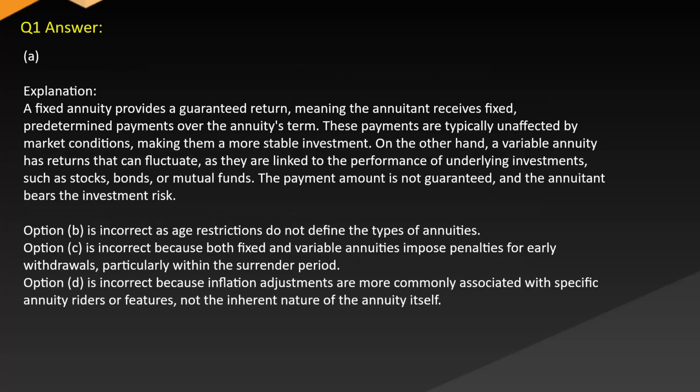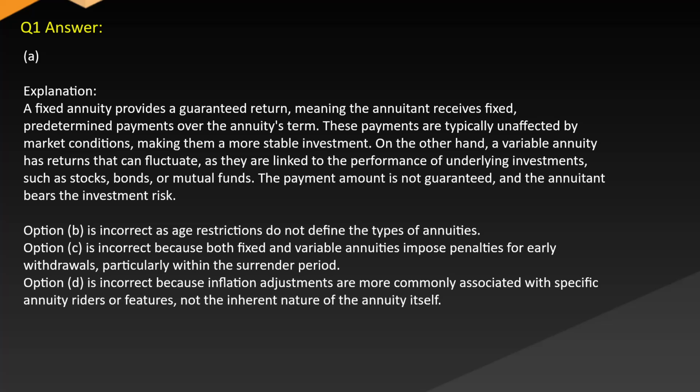Answer A. Explanation. A fixed annuity provides a guaranteed return, meaning the annuitant receives fixed, predetermined payments over the annuity's term. These payments are typically unaffected by market conditions, making them a more stable investment. On the other hand, a variable annuity has returns that can fluctuate as they are linked to the performance of underlying investments such as stocks, bonds, or mutual funds. The payment amount is not guaranteed, and the annuitant bears the investment risk.